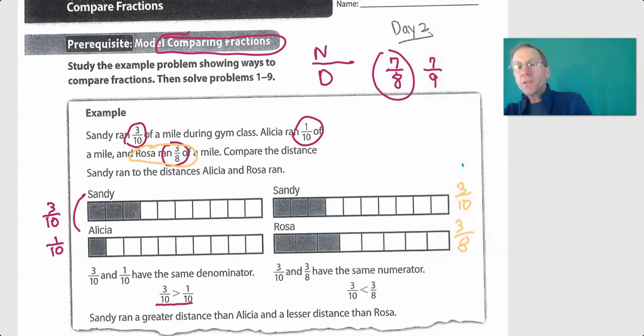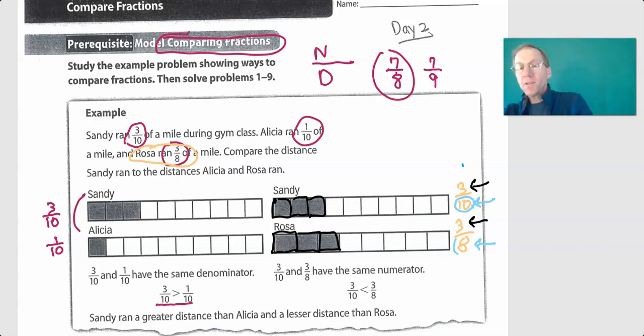Notice what they're doing. They're trying to get you to see. Here, the numerator, we have the same number of parts. That was like my example I gave you. Same number of parts. Look, Sandy has 3 parts. 1, 2, and 3. And look, Rosa has 3 parts. 1, 2, and 3. But what's really interesting on this one is the denominator. The number of parts to make a whole is different, which means the size of the parts are different. In this fraction, it takes 10 parts to make a whole, so those parts have to be smaller.